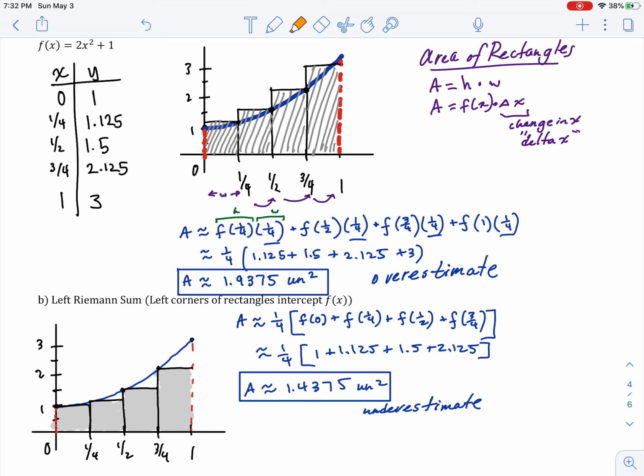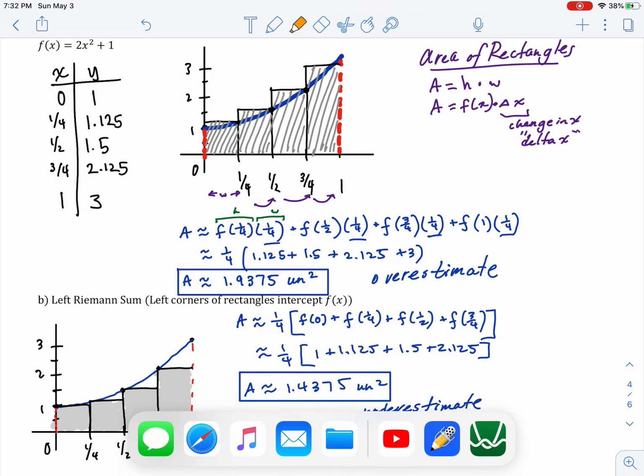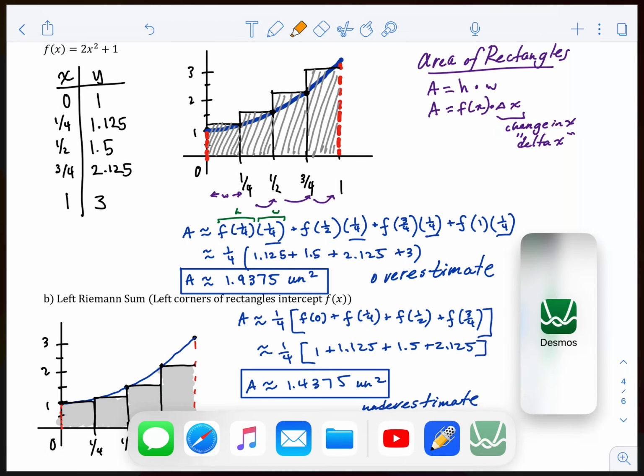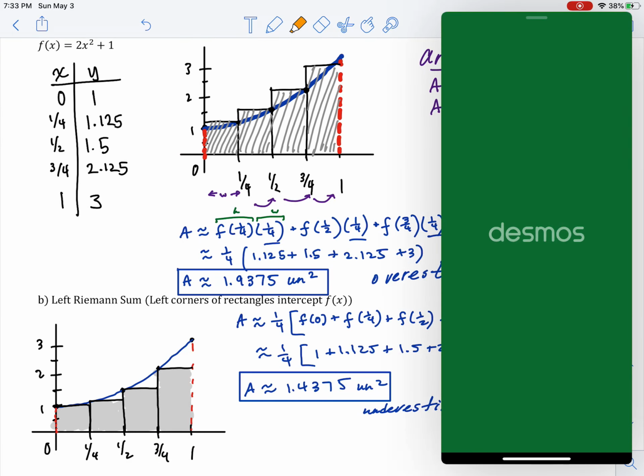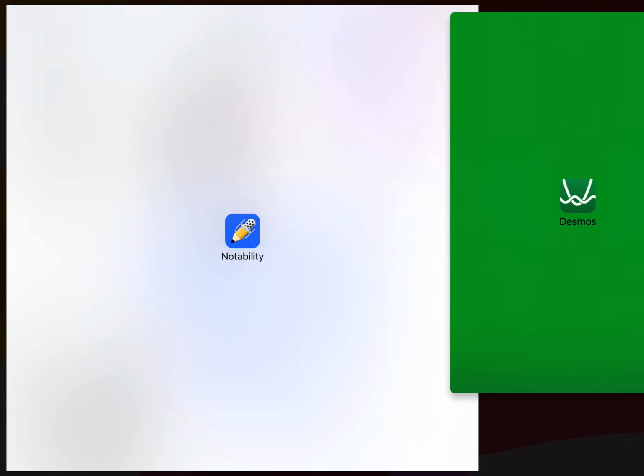We took this region and we divided it simply using 4 rectangles. That's not a huge number. But think about what would happen if I were to use 10 rectangles, or 100, or 1,000, or 1,000,000. Let me just demonstrate that idea.